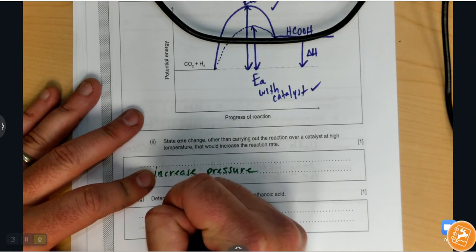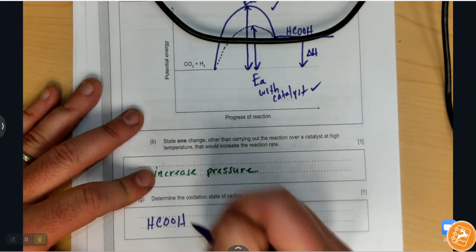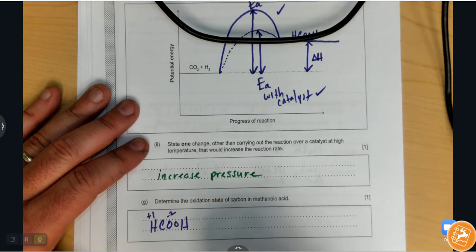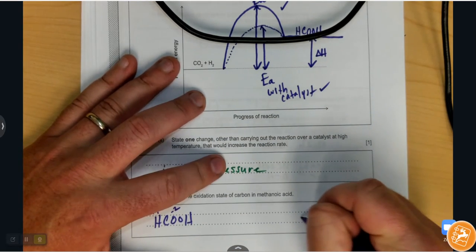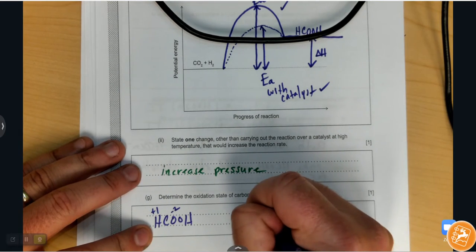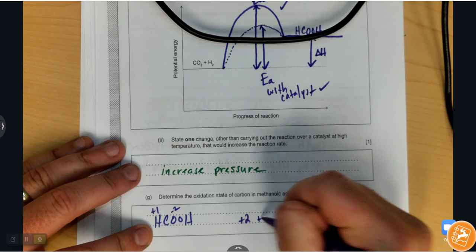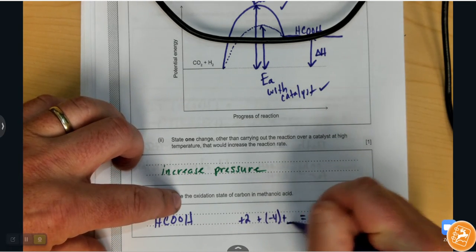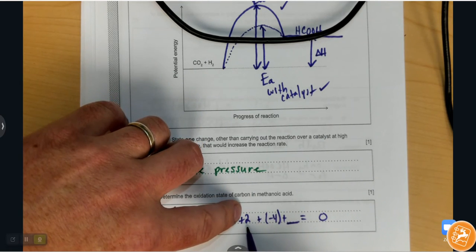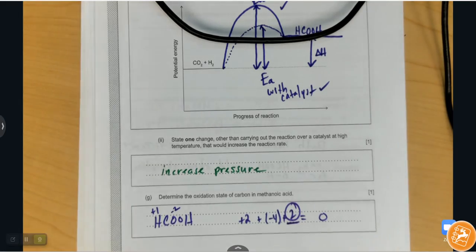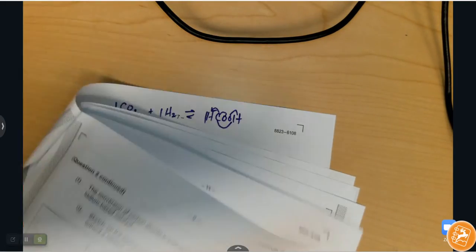So here is methanoic acid. Remember, hydrogen and oxygen have rules. Hydrogen's always +1 and oxygen's always -2. Now when we add up all the oxidation states here, they have to add up to 0. Since there are 2 hydrogens, it's a total of +2. Since there are 2 oxygens, it's a total of -4. So -4 + 2 is -2. That means carbon has to be +2 to make the compound neutral.